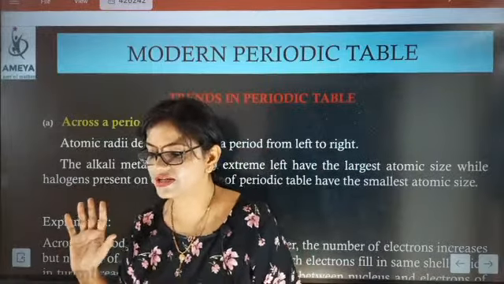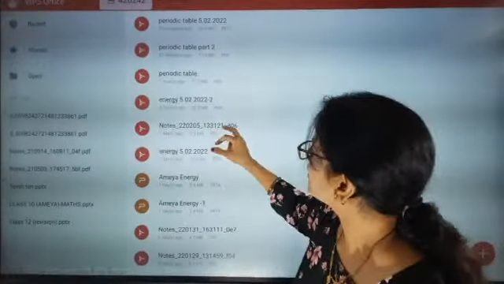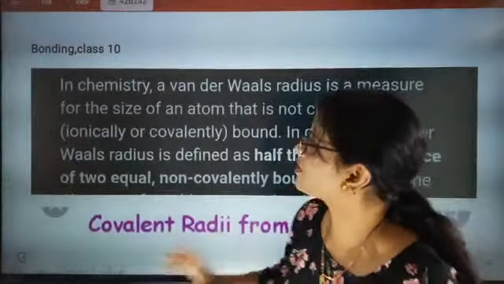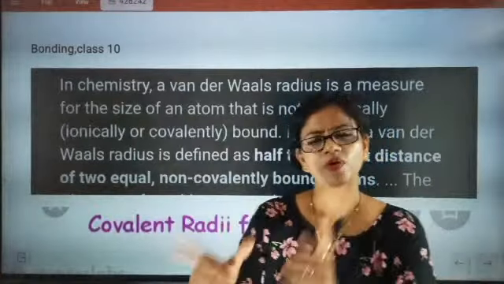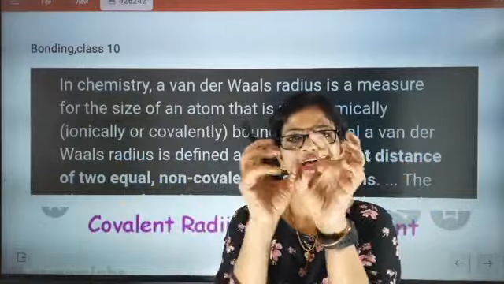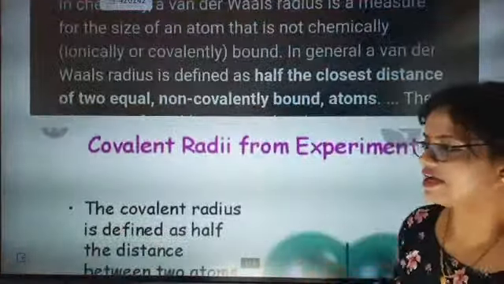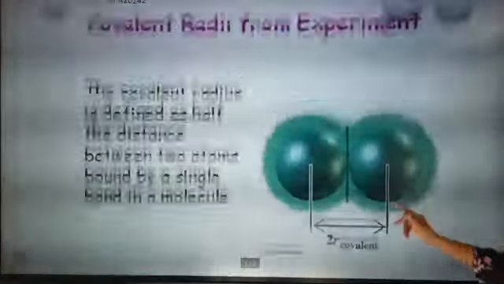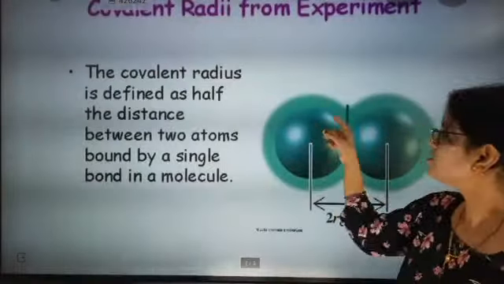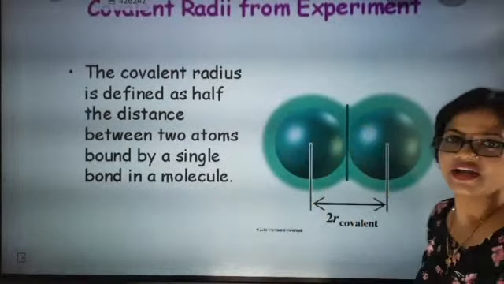Now you will be thinking that suddenly the teacher started discussing something very stupid. But you have to understand what exactly van der Waals radius is. When one atom and another atom share electrons, they form covalent radii. When they share, the structures come close to each other. It is covalent radius.